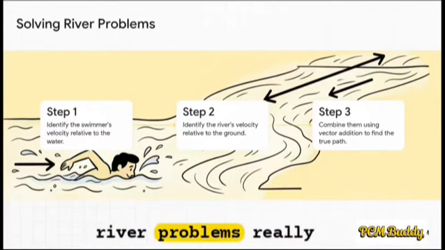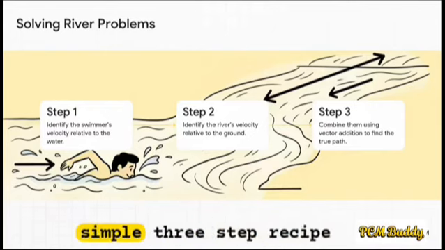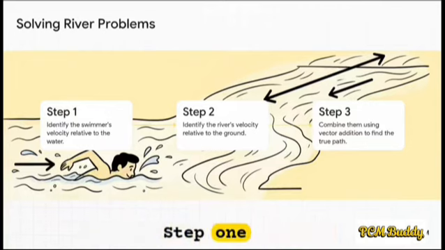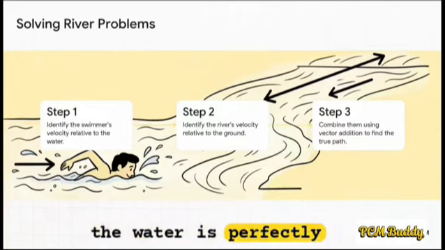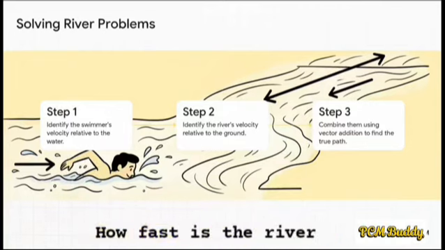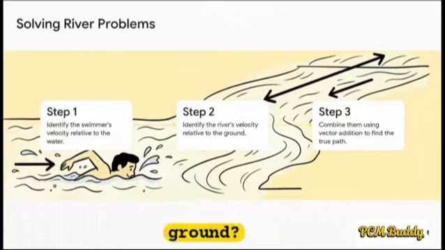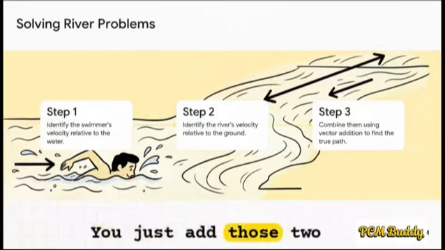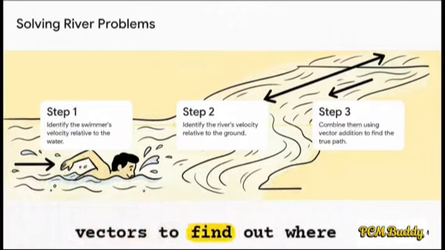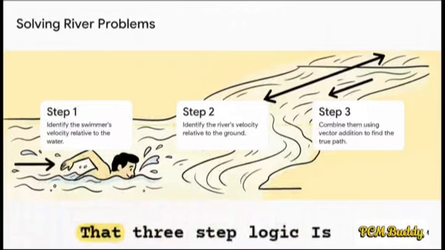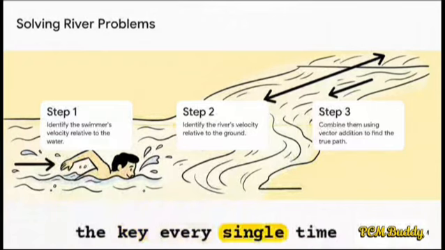And here's the good news. Solving any of these river problems really just boils down to a simple 3-step recipe. Step 1, how fast can you swim if the water is perfectly still? Step 2, how fast is the river moving relative to the ground? And step 3, you just add those two ideas together using vectors to find out where you'll actually go. That 3-step logic is the key every single time.